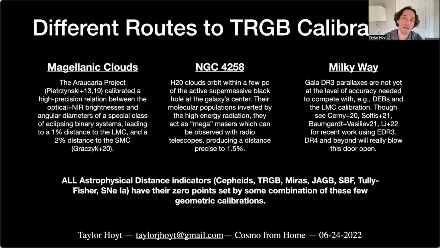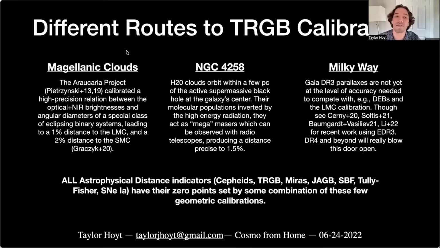So in terms of calibrating the TRGB, what options do we have? And when I say calibrating, I mean calibrating the intrinsic brightness of the TRGB luminosity so that we can then use it as a gauge of distance. There are three main avenues, and that is one, the Magellanic Clouds. There's also NGC 4258. Lastly, there is also the option of parallaxes in the Milky Way. However, Gaia DR3 isn't quite at the level of accuracy in its parallax zero point needed to compete with, for example, the eclipsing binaries and the LMC calibration.